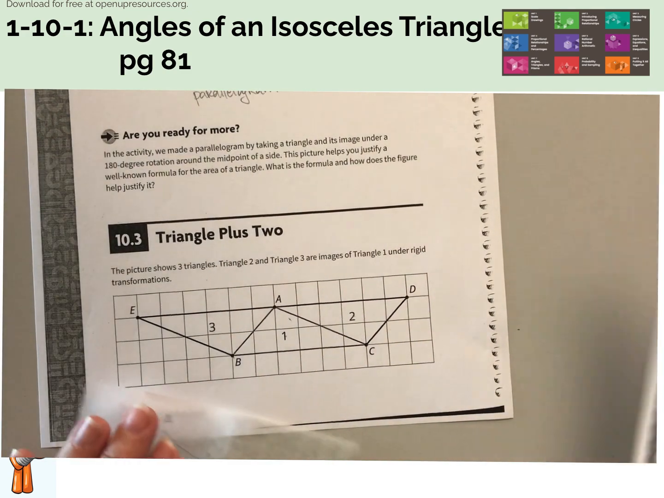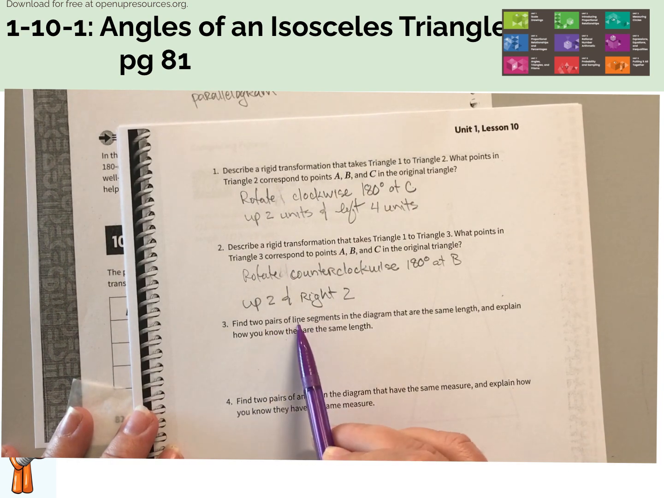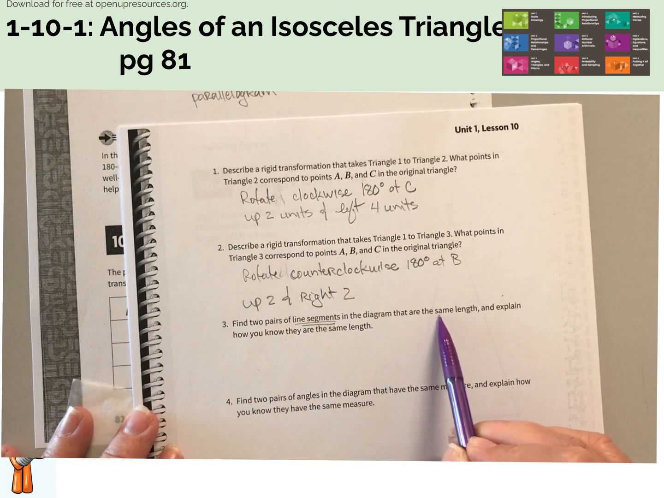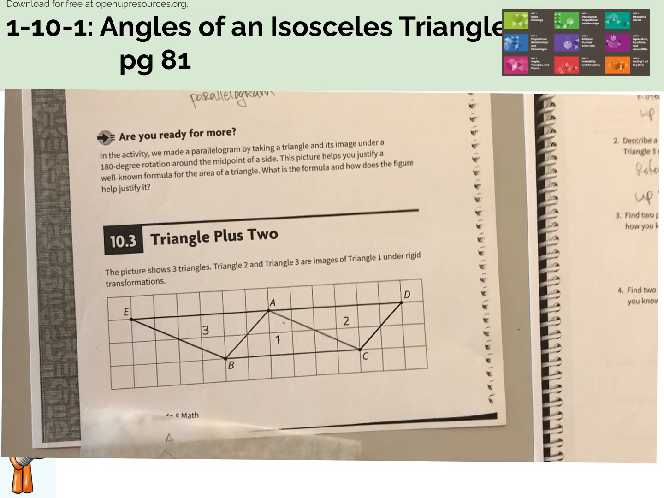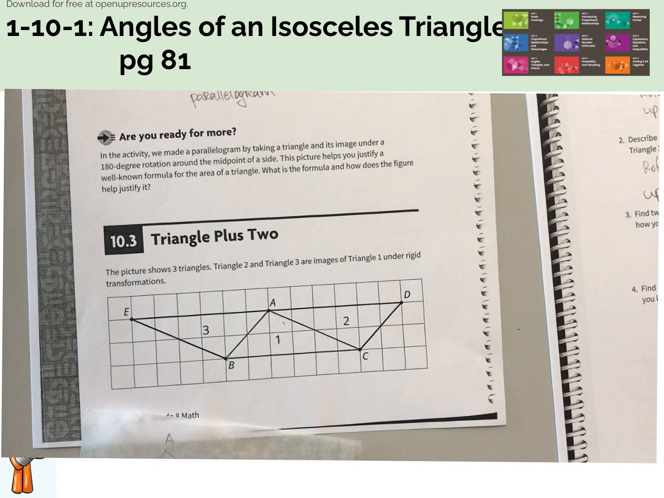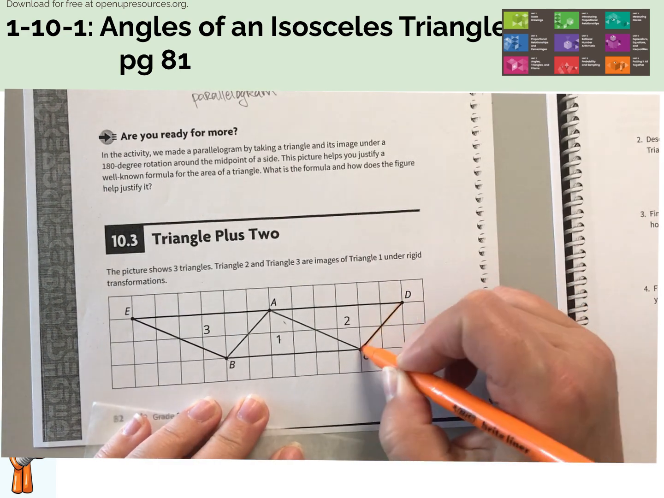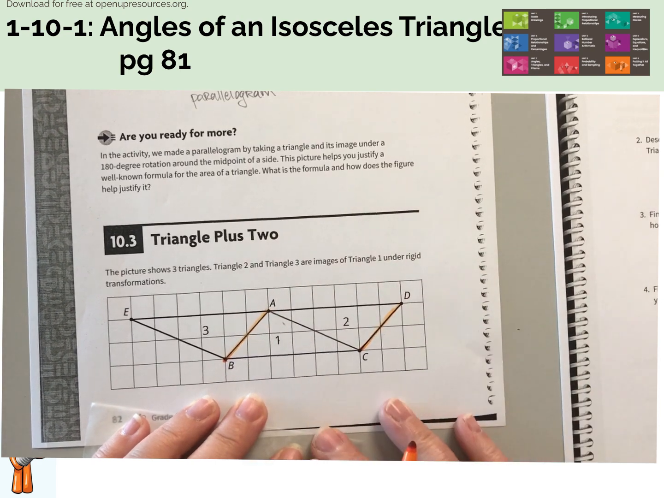All right, so now if we look at number 2, find 2 pairs of line segments in the diagram that have the same length. Okay, so this is what I'm looking for, and I want to find it so that they're the same. So think about it. All right, so what are 2 different line segments that are the same? So I'm going to say that CD and AB are the same.